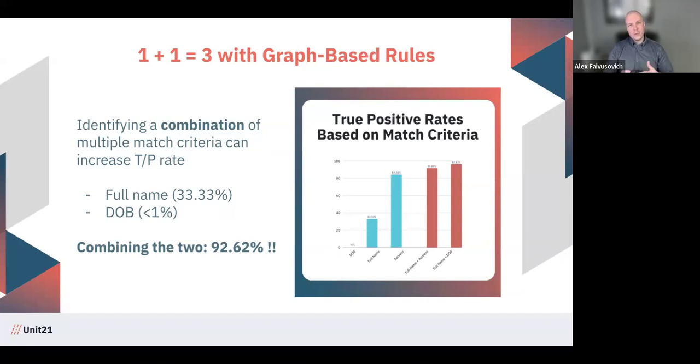Now, if we look at those match criteria separately, we see a completely different picture. Date of birth as a standalone predictor is obviously very weak, less than 1% true positive. And it makes sense because many people on our platform, or in your bank or your credit union, whatever that is, can share the same date of birth. If we look at full name as a standalone match criterion, again, the performance is not so high, only 33%. And it makes sense because people can potentially share the same full name.